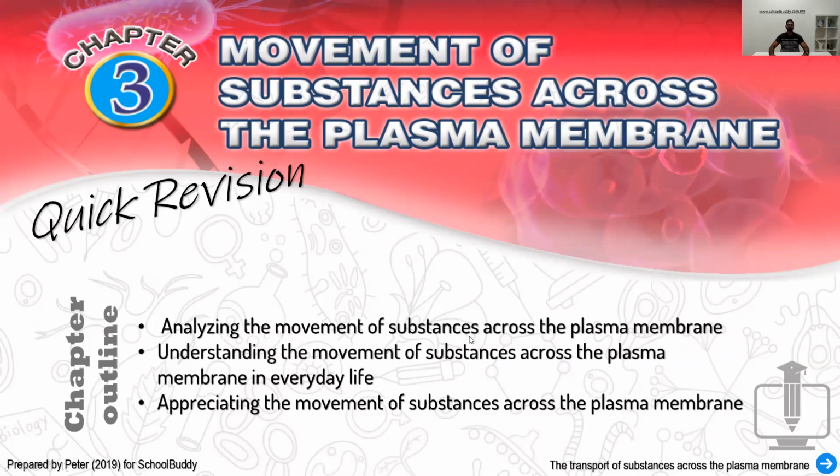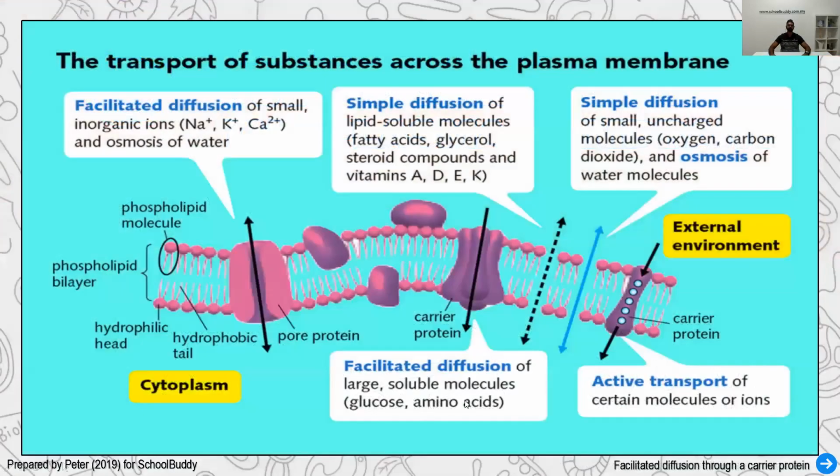We're going to analyze the movement, how substances go in and out of the cell through the plasma membrane. And in daily life, there are a lot of things happening because of substances going in and out of the cells. And finally, we're going to see why the movement is important. So let's start with the structure of the plasma membrane.